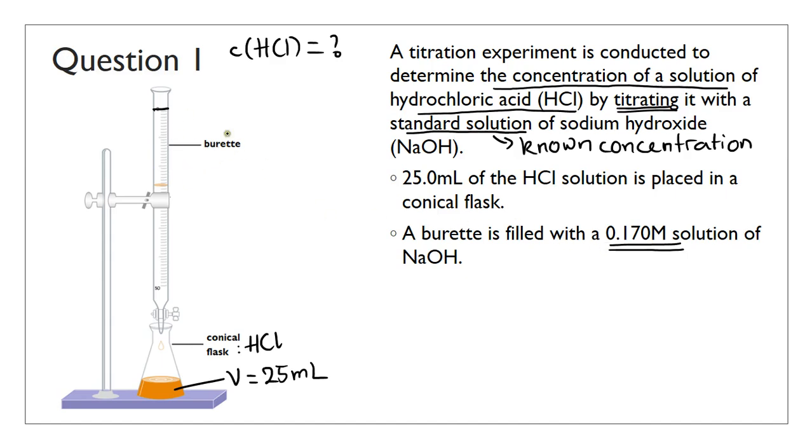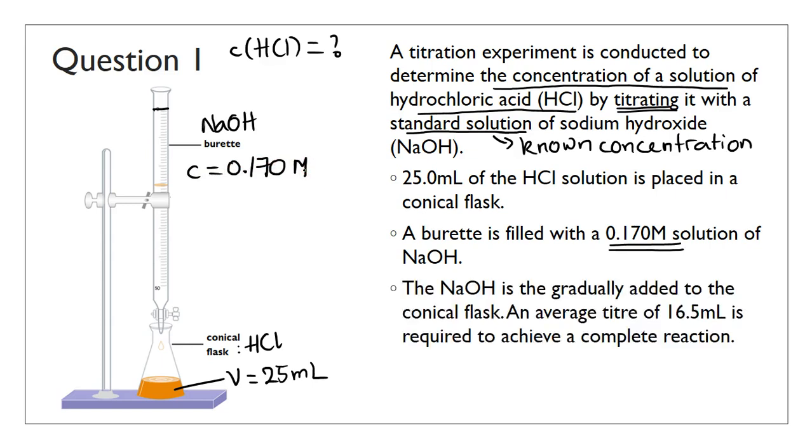So in the burette, I have sodium hydroxide. Whenever you have a titration experiment, you always have a burette and then a conical flask. One solution is going to be in the burette and the other solution is going to be in the conical flask. The concentration of this solution is 0.170 molar. Okay, let's keep reading.